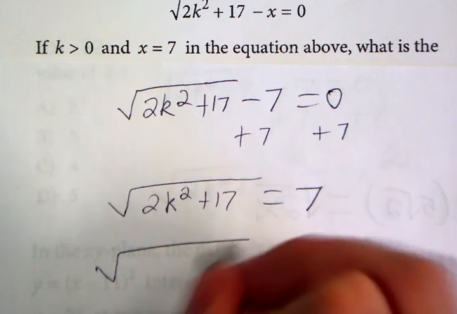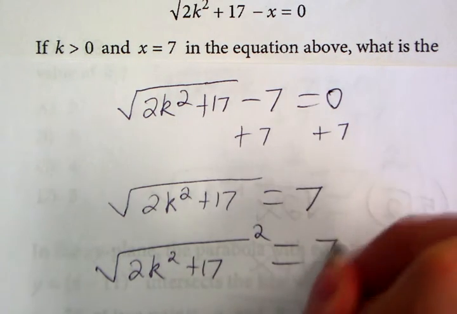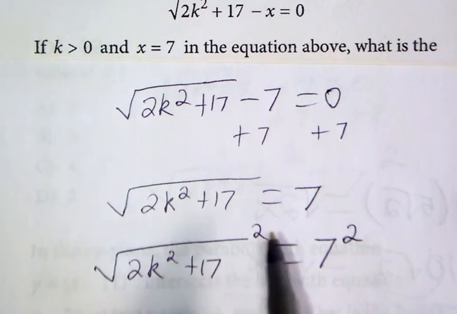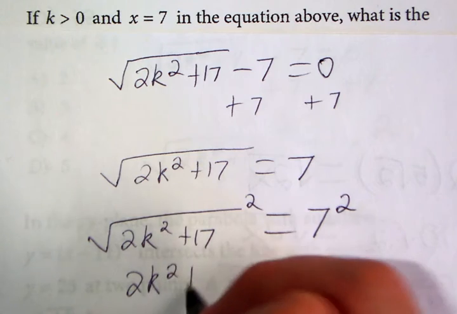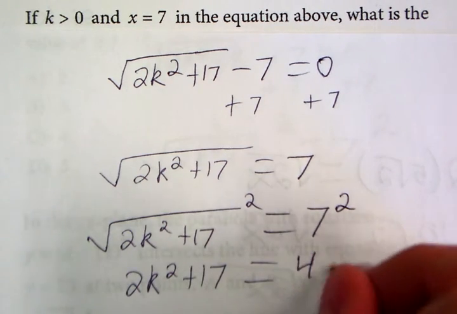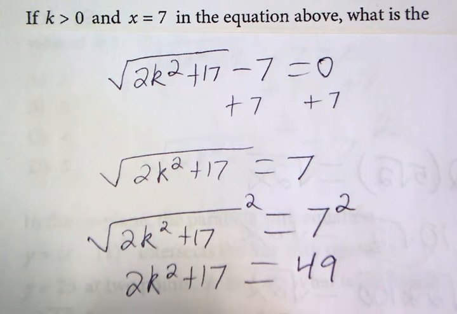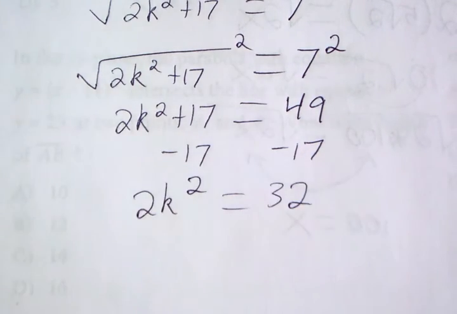So now we square both sides. On the left, the square root and the square cancel each other out, and we're left with what's underneath the radical. Nothing changes. On the right, 7 times 7 gives us 49. We subtract 17 from both sides. This gives us 2k squared is equal to 32.